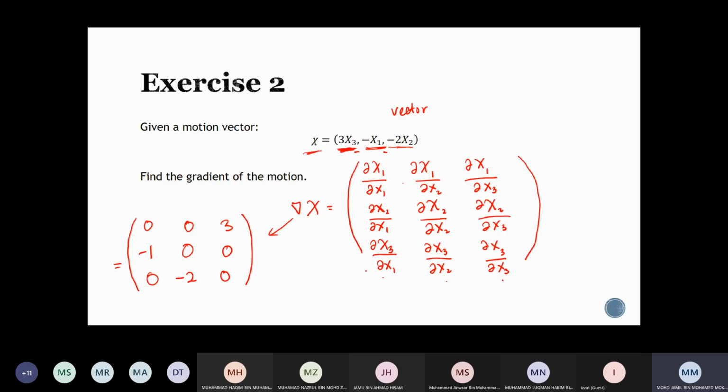Try to do it yourself later, and then you will see how to get this answer. We will apply this a lot starting next week.